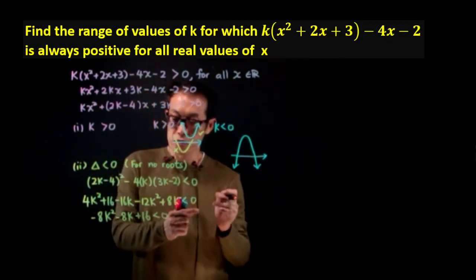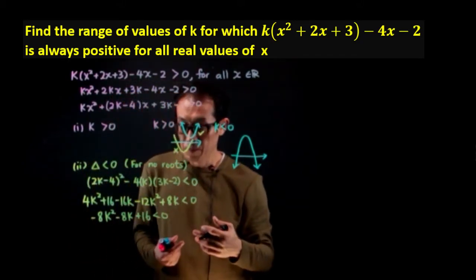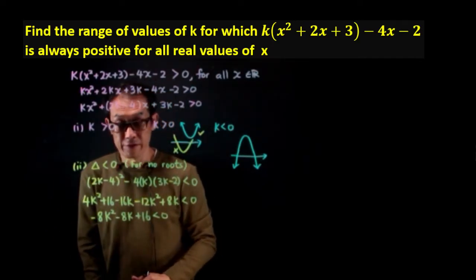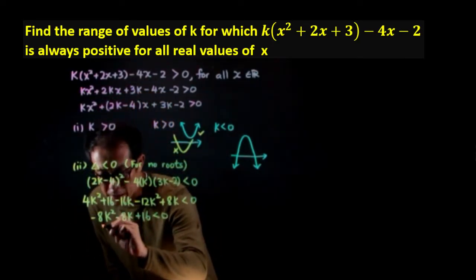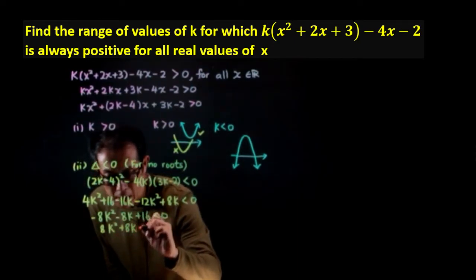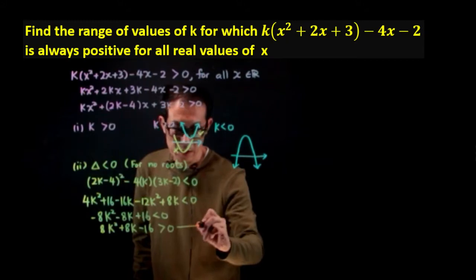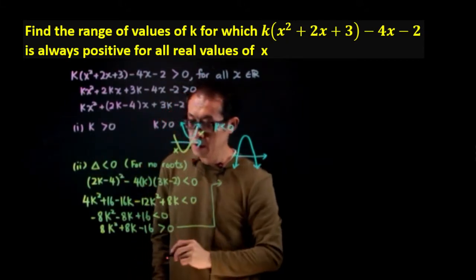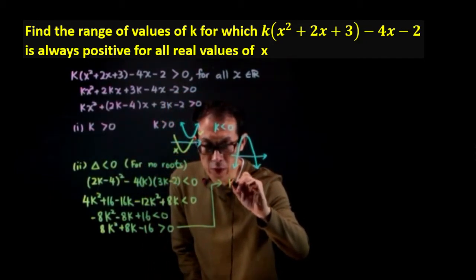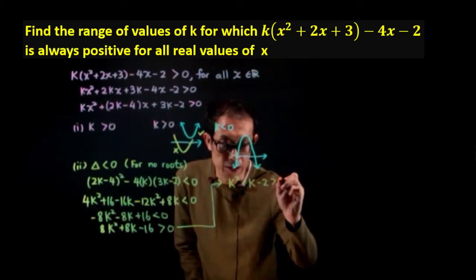Now I bring the 8k squared over to the other side, and I bring everything to the other side because I'm more comfortable to factorize if the k squared is positive. So it will be 8k squared plus 8k minus 16 greater than 0. Okay, now everything divide by 8, so you have k squared plus k minus 2 is greater than 0.